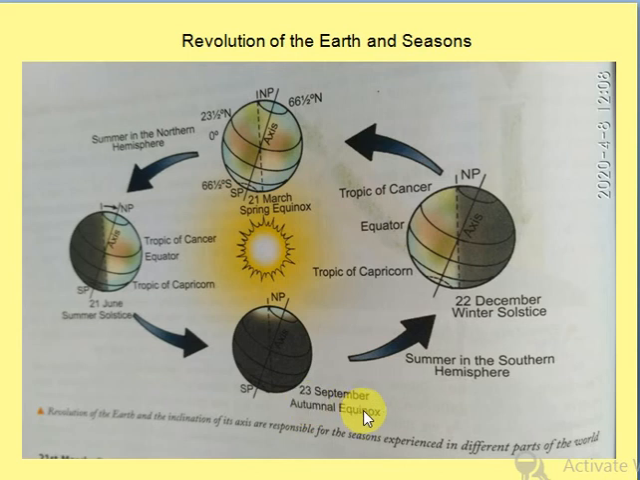This is spring equinox and autumn equinox. On 23rd September, it is autumn season in the northern hemisphere and spring season in the southern hemisphere. The opposite is the case on 21st March, when it is spring in the northern hemisphere and autumn in the southern hemisphere.